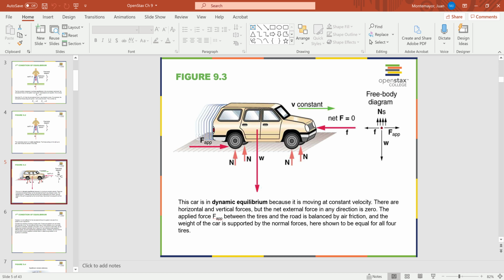This car is in dynamic equilibrium because it is moving at a constant velocity. Since the acceleration is zero, therefore the net force is zero. There are horizontal and vertical forces, but the net external force in any direction is zero. The applied force, F_AP, between the tires and the road is balanced by air friction, and the weight of the car is supported by the normal forces, here shown to be equal for all four tires. So you see how from our free body diagram, the normal forces and the weight cancel out, and the force of friction and the applied force cancel out as well. So the net external force of the overall system is zero.